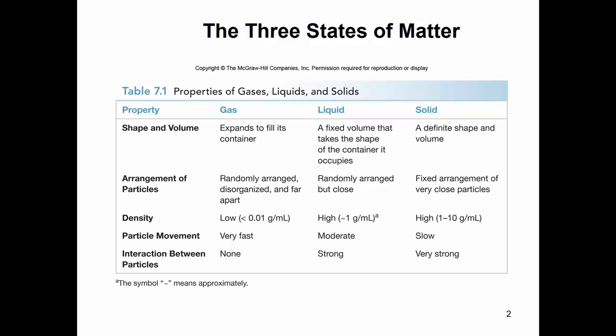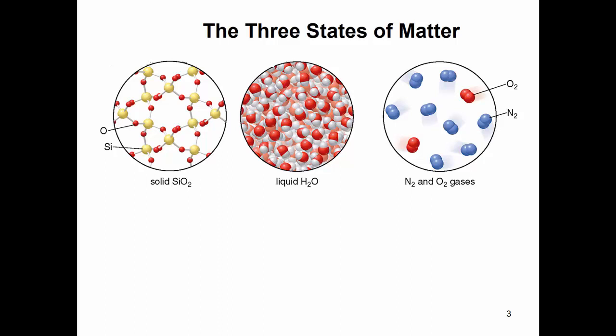For solids, these have a definite shape and volume, so they are a fixed arrangement of very close particles. So no matter what room or container you put a solid in, it's going to be the same. It doesn't assume the shape of the container. And these have very high densities and very slow particle movement, and the interactions between the particles in the solid are strong. So here's an example of that.